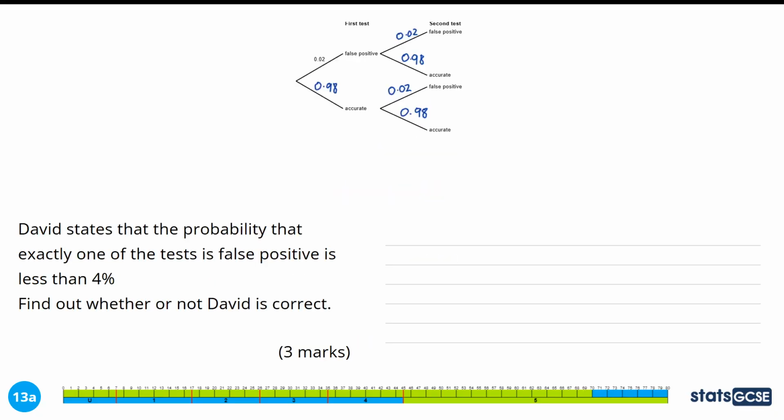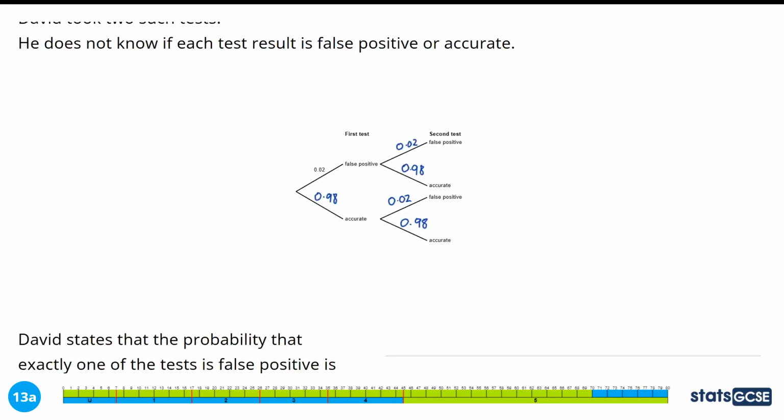0.9604. David states that the probability that exactly one of the tests is false positive is less than 4%. Find out whether or not David is correct. Looking at the tree diagram, if the first test is a false positive, the second would need to be accurate for us to have exactly one false positive. Looking along, it would be 0.02 times the 0.98, which will give us 0.0196.